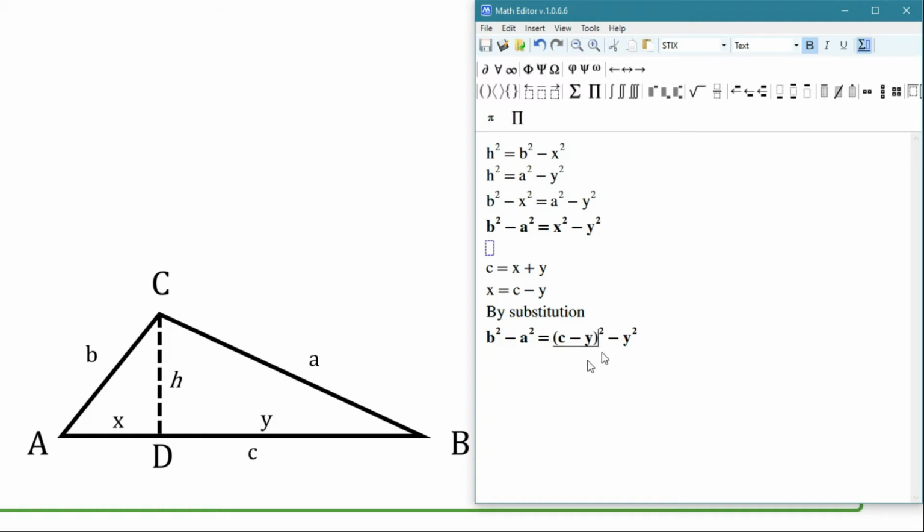So we have the square of a difference. Expanding this expression, we have B square minus A square equals, using the FOIL method, the easiest way, or you can do the longer method, the square of the first, that is C square.